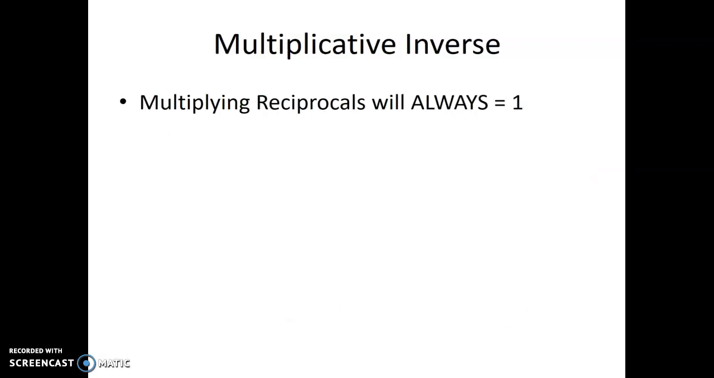Okay, multiplicative inverse, we've talked about this year already. Multiplicative inverse is multiplying reciprocals. And when you do that, you get 1. So 4 times 1/4 equals 4 over 4, which equals 1. Go ahead and write an example of multiplicative inverse in your summary.